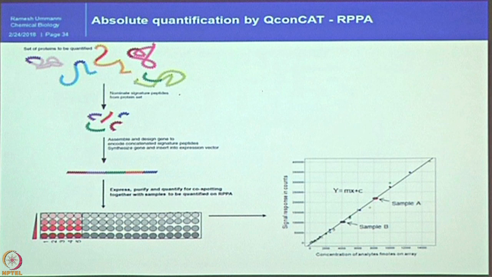You can develop a single fragment like this containing different epitopes, and those proteins can be printed as standards here in a concentration dependent manner. Then you can do the RPPA along with unknown samples. Then you can make a graph like this, with the concentration of analytes on the array and the signals on the y-axis. You can also extrapolate the signals of samples, for example A and B, on this plot and calculate the concentration exactly. If you know the number of cells you have taken to prepare sample B, you can also say that this many copies are present for this many cells. This is a way you can quantify.